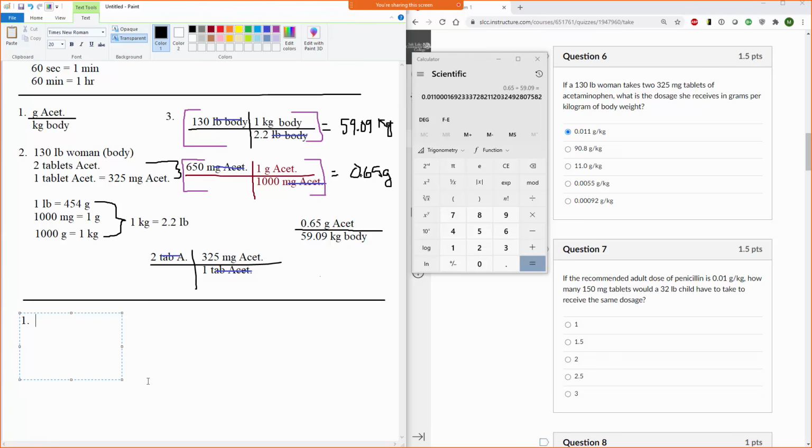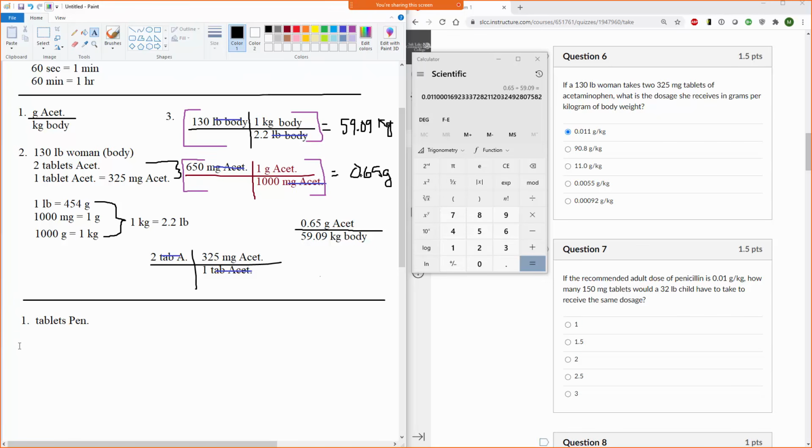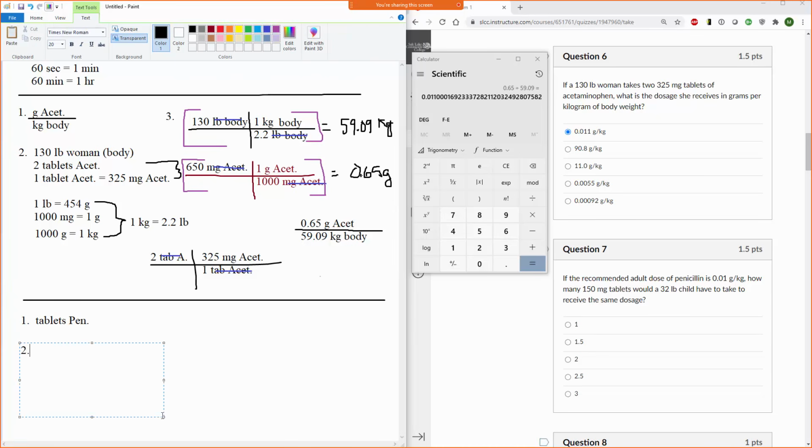Tablets, the number of tablets of penicillin. Okay. It's very confusing. Because you're receiving the same dosage, it almost makes you think you're looking for grams per kilograms, but no, the question is how many tablets? So be very careful with that. Hopefully this 3-step method has helped you guys sort the numbers that are in these word problems.